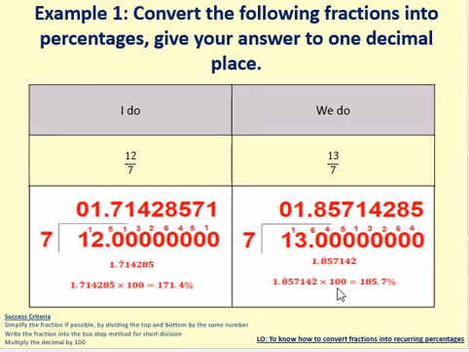Times that by 100 to get it as a percentage, it equals 185.7% to 1 decimal place. Make sure you've marked that, and if you did make any mistakes, that's okay. Just make sure you correct your mistakes in green pen for me, please.